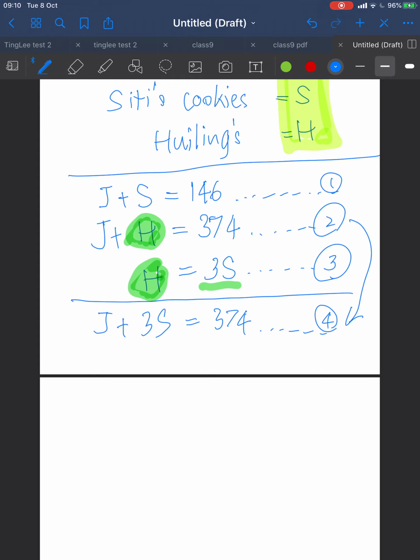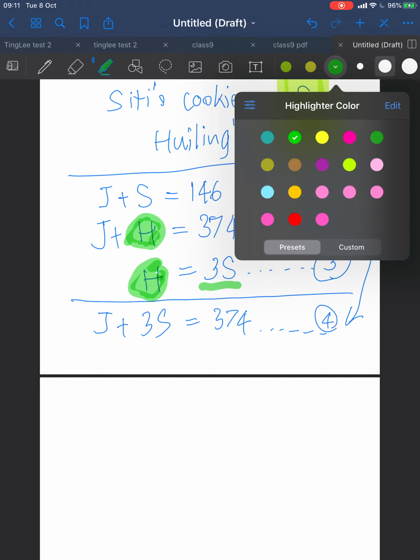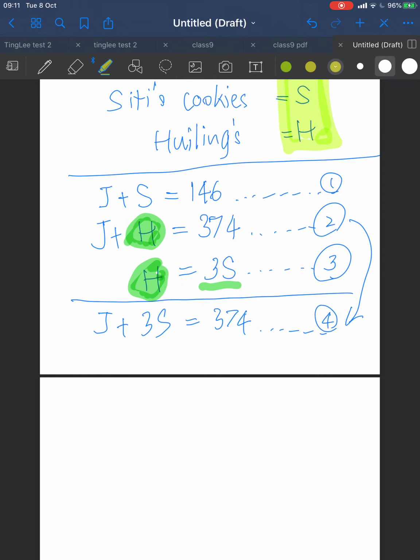We look at equation number 4 and equation number 1. Both have the same set of variables. So now we can eliminate a variable by adding or subtracting the 2 equations. I'll explain this a little bit to make sure that you understand how equations can be added and subtracted.